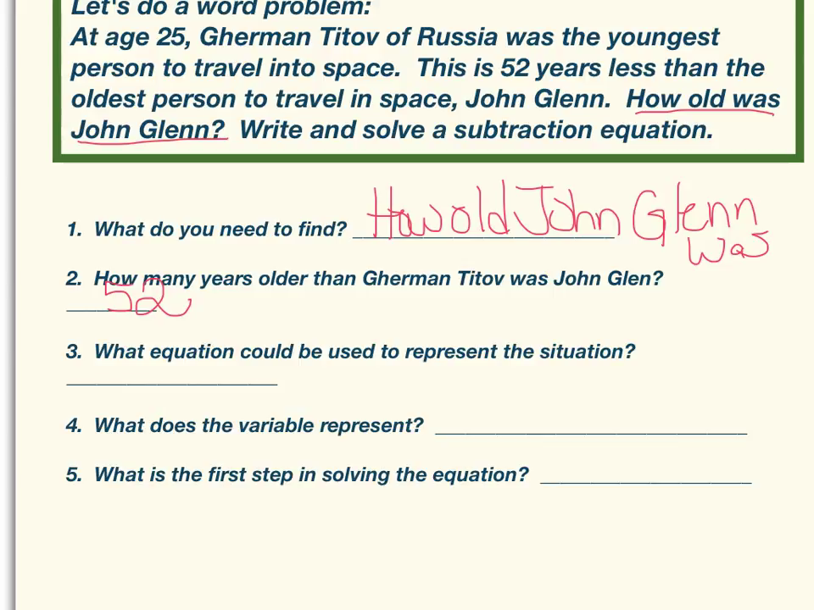Well, if we were to have some sort of a bar diagram, we would have our total, which would be the age, and we would write something like John Glenn's age, or A, minus 25, which was German Titov's age, equals 52. Because they tell us that right here. This is 52 years less than the oldest person to travel in space. The variable represents John Glenn's age.